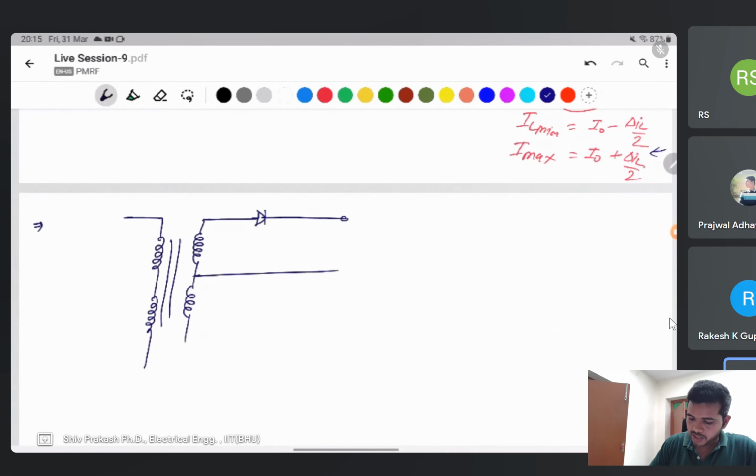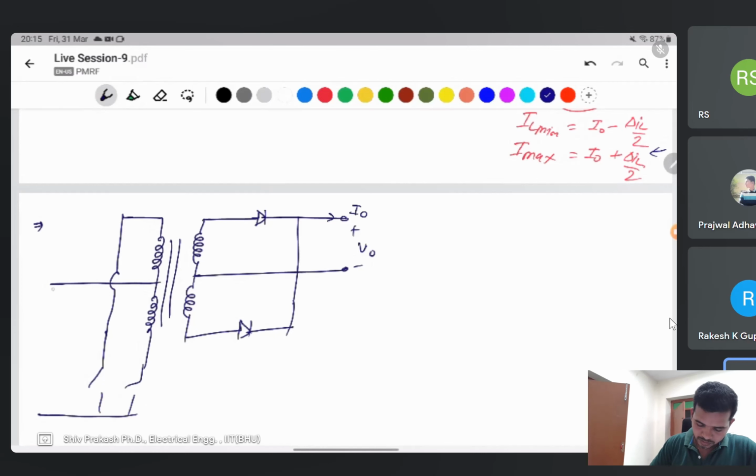Given a constant current flow and constant output voltage, then NP, NS, and NP is given. I think this one is given like that. Vp, Vs, D1, D2.